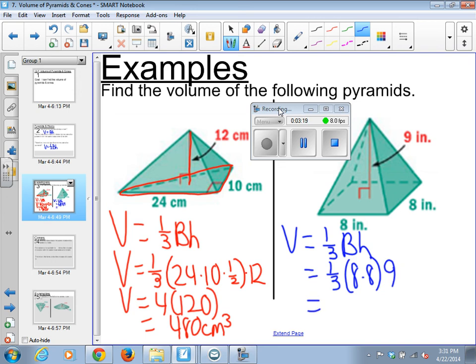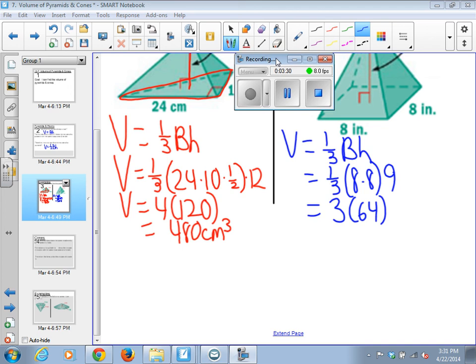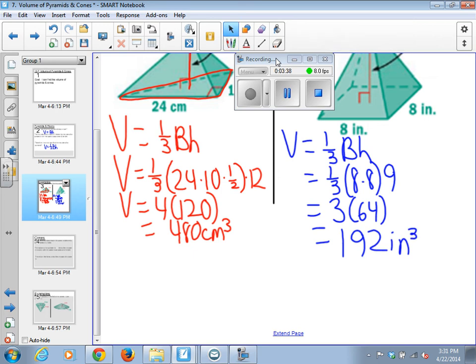Well, look at this. 1/3 times 9 goes away real nicely. Gives us 3. 8 times 8 is 64. We multiply it together, and we get 192 inches cubed. Formula, substitute, simplify, solve.